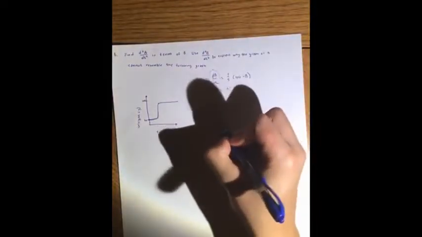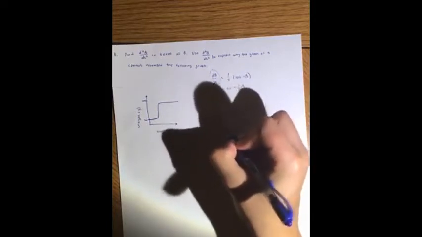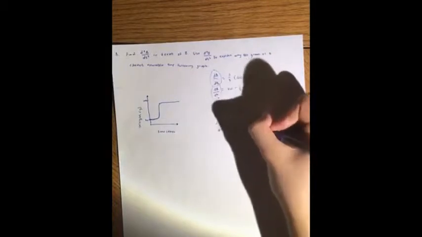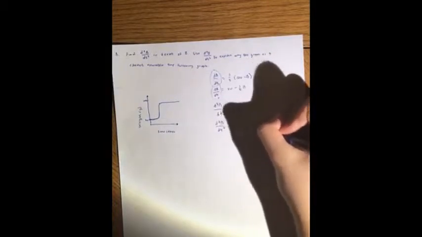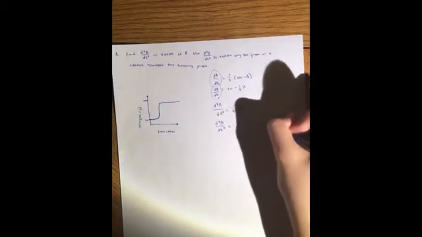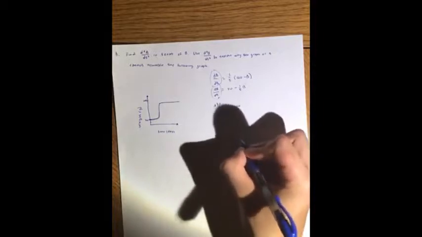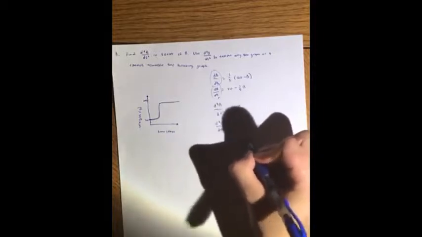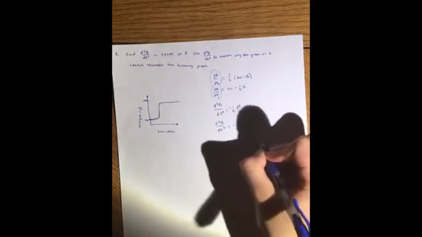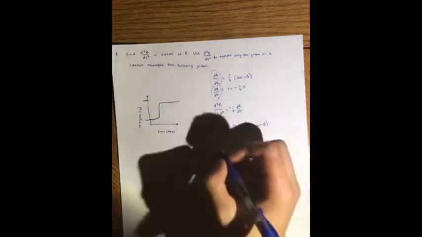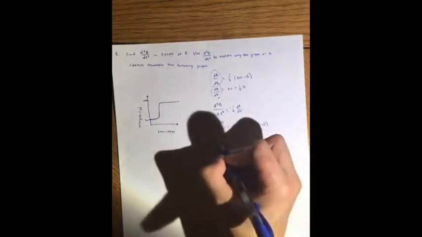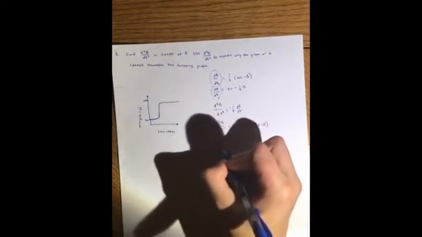So d squared B over dt squared equals negative 1/5 times 1/5 times (100 minus B). When you multiply the 5s, it's negative 1/25 times (100 minus B). And that's the second derivative.